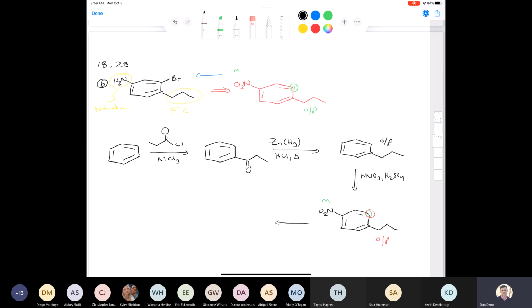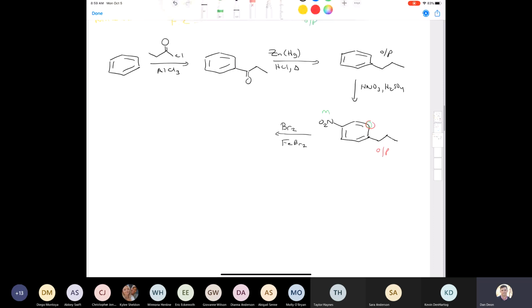So let's write out the conditions for bromination, which are bromine and FeBr3, like that. Clean it up a little bit. And we're going to end up with the bromine installed right here, like this. Okay. And then the last step is just going to be reduction of that nitro.